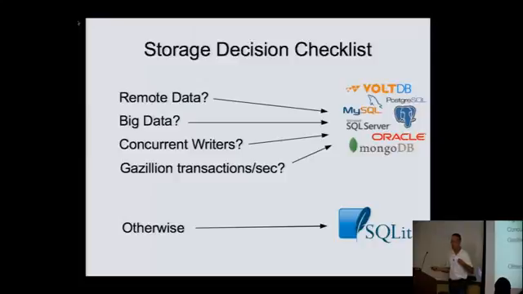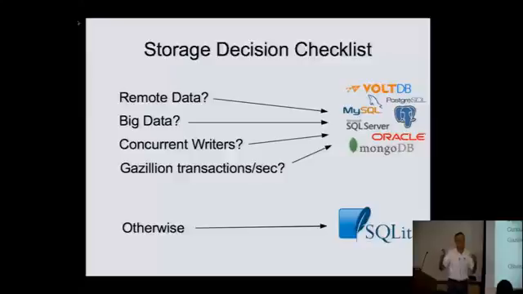So here's your decision checklist about what data storage engine to use for your project. Is the data remote? If the data is on a different device from the one that your application is running on, use one of the traditional client-server databases. If it's big data, if it's more data than you're comfortable putting in a single file, use one of the traditional client-server databases. If you've got concurrent writers, if you're trying to do a gazillion transactions per second, use a client-server database. That's what they're for.